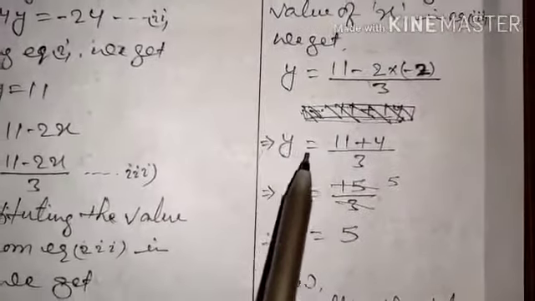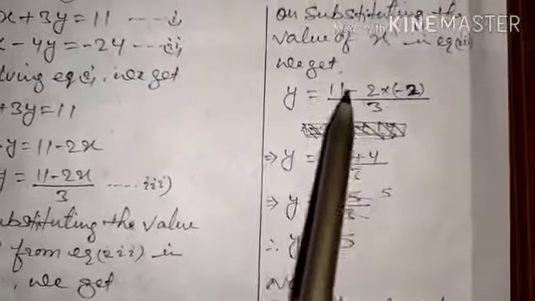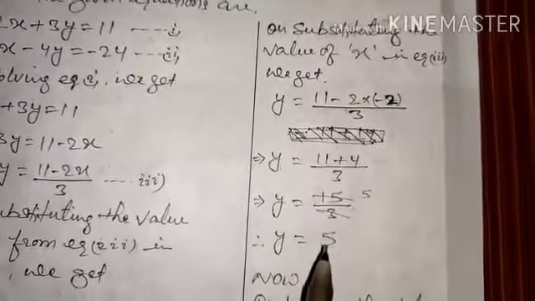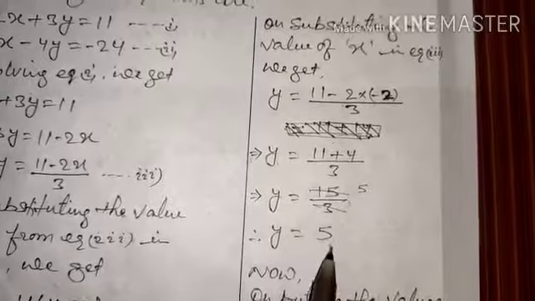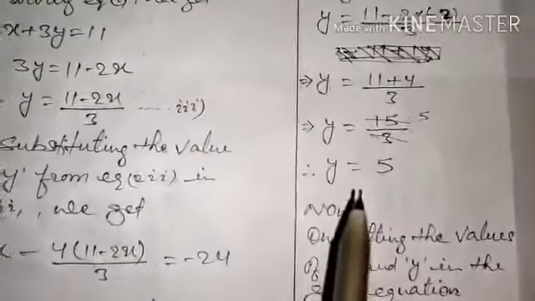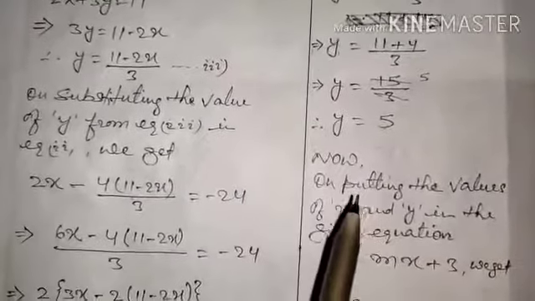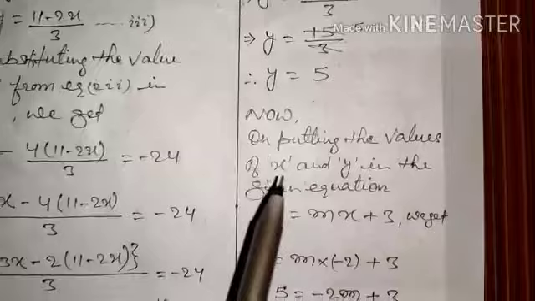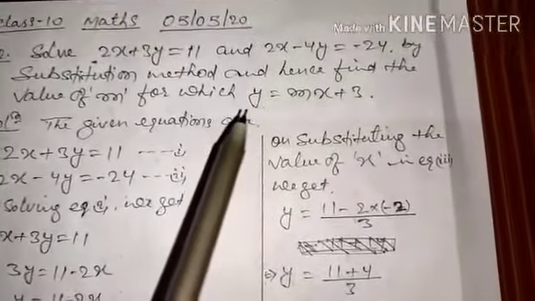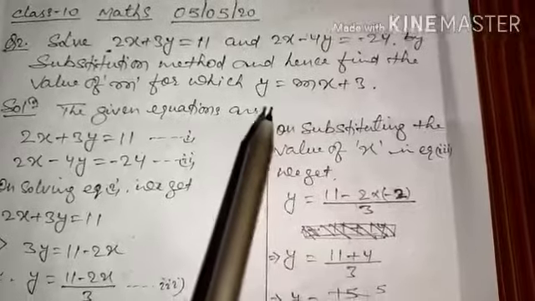Now y is equal to 2 into 2 and minus minus plus, 11 plus 4 by 3, so 15 by 3, that is y is equal to 5. So we got the value of y as 5. Now we have obtained the value of x as minus 2 and y as 5. So after finding out the value of x and y, we can solve the question. It means the remaining part of the question, that the question is saying y is equal to mx plus 3, solve it for x and y, whatever value we are going to obtain.